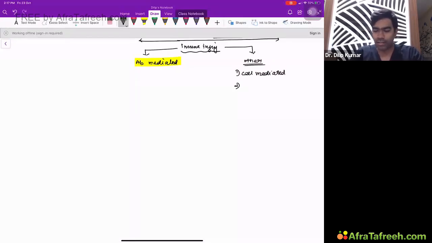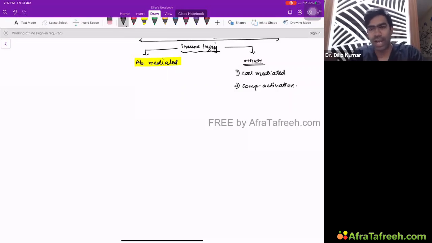And second, we have complement activation. That is also very, very important. In the majority of glomerular disorders, complement activation plays a very important role. But as far as antibody-mediated damage is concerned, it's predominantly due to immune complex deposition, because most glomerular disorders will have some underlying immune complex deposition.